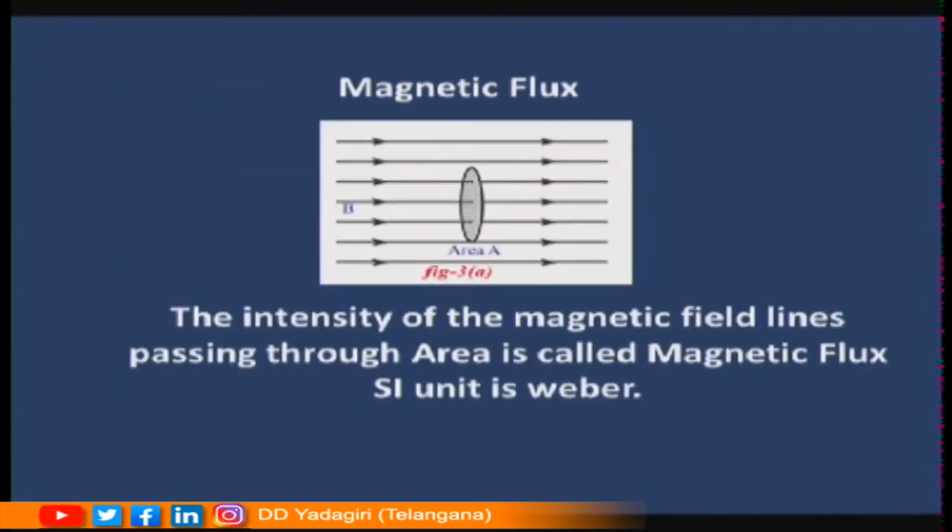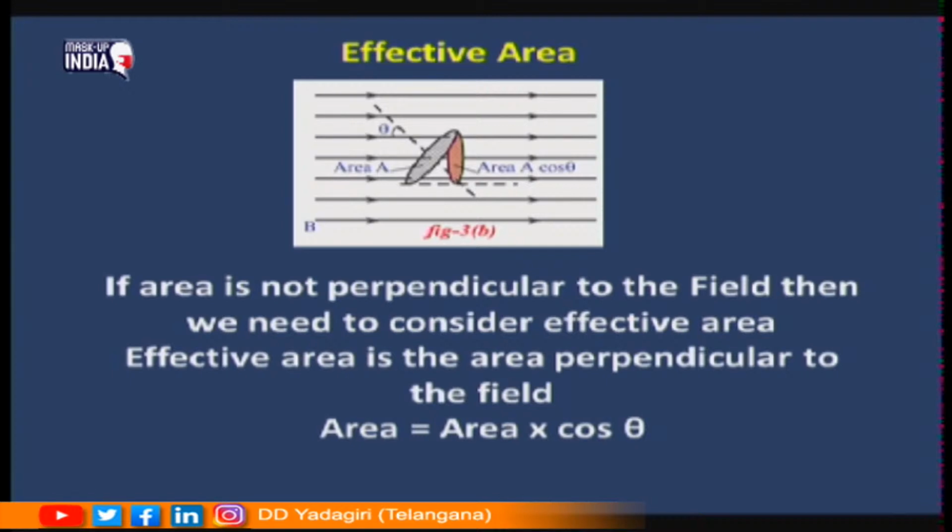We discussed magnetic flux. The intensity of magnetic field lines passing through an area is called magnetic flux. SI unit of magnetic flux is Weber, and here the area must be perpendicular to the magnetic field. In case area is not perpendicular to the magnetic field, then we need to consider effective area. Effective area is the area perpendicular to the field. Effective area is given by the area times cos theta, where theta is the angle between magnetic field and the area.